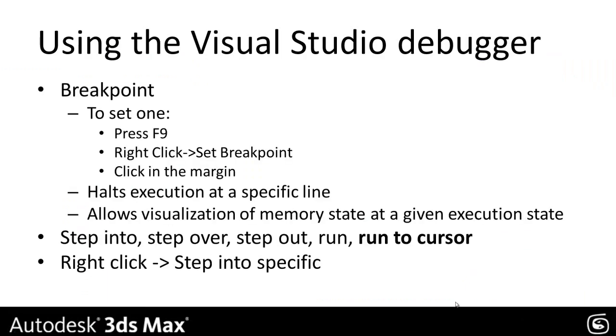So the next topic is about breakpoints, and so you can basically set one by pressing F9, which is the typical keyboard command. Of course, keyboards can be remapped, so it's however you have it set up. You can also right-click and set breakpoint, or you can click in the margin. And of course, it halts execution at a specific line, and this is one of the most powerful things, so I'm sure you already know about it. So it allows visualization of memory state at a given execution state. So with breakpoints, as you're executing, there's also this context where it allows you to step into, step over, step out, run, and run to cursor. So this is the runtime context.